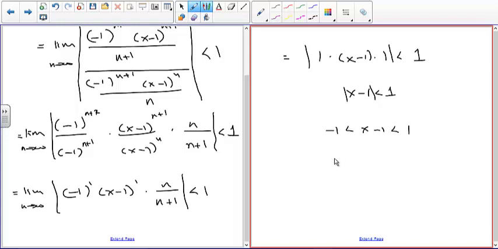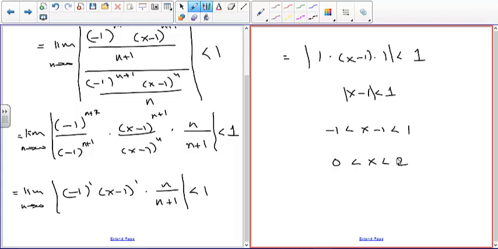And then you can add 1 to all parts of the inequality, and you get that, which is what we expected based on the book. So that's my interval of convergence. And it also makes sense because the series are always centered around whatever x value you center the series around. So we centered natural log around x equals 1. So that makes sense that the 1 is halfway between 0 and 2.